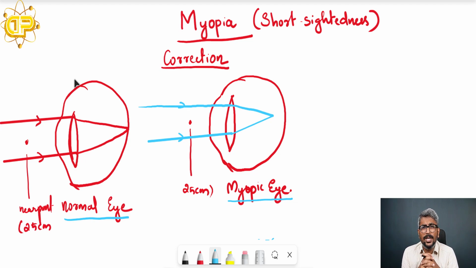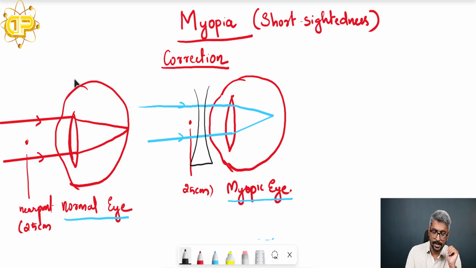So what is the solution for this? The solution is a simple logic. You should keep some lens, preferably which lens? A concave lens, not a convex lens. And a concave lens is which lens? Is it diverging or converging? It is a diverging lens.